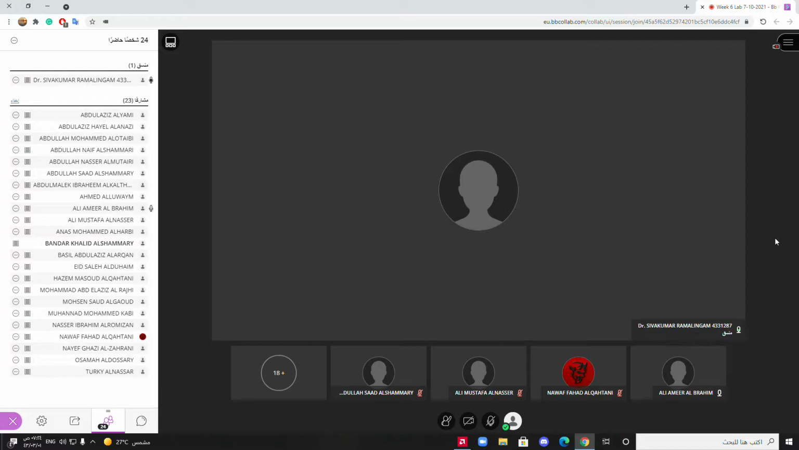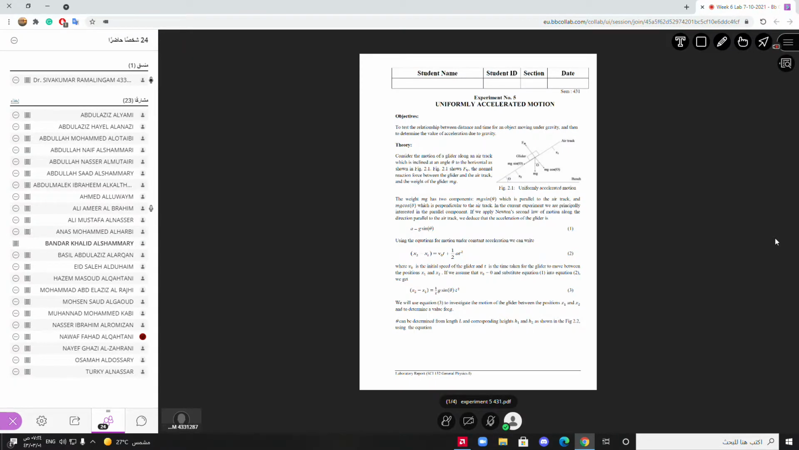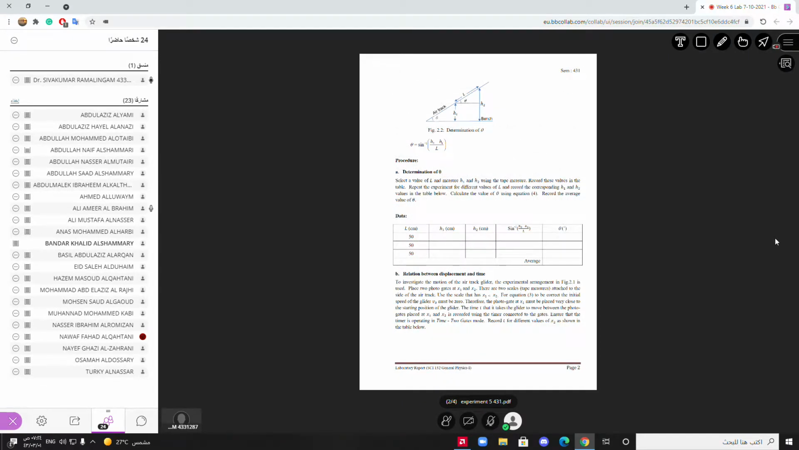Now this experiment has two parts. I explained the theory, and there is nothing here. And this is the first part. I'm going to find h1, h2, and L. How to find h1, h2? The height of the highest point is h2. The height of the lowest point is h1. The distance between these two is equal to L.